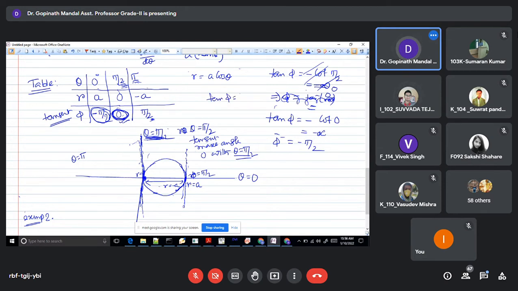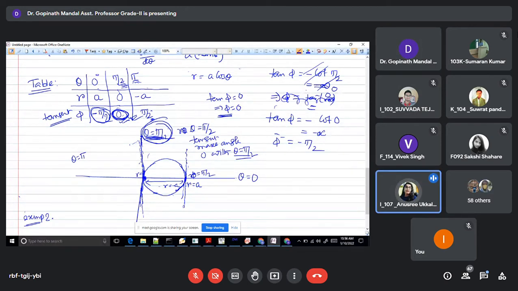tan phi equal to 0. That means phi equal to 0. This is the case. Phi equal to 0 means a tangent makes an angle 0 with what? With theta equal to pi by 2. Clear? Sir, means in general, phi itself is not the angle with the x-axis, but with the curve. The tangent angle with the curve.